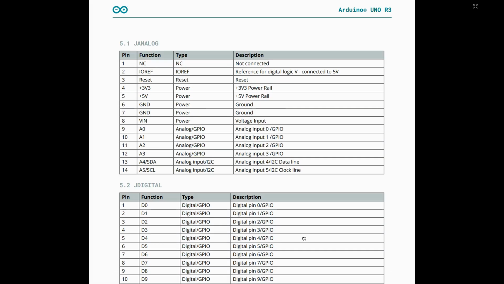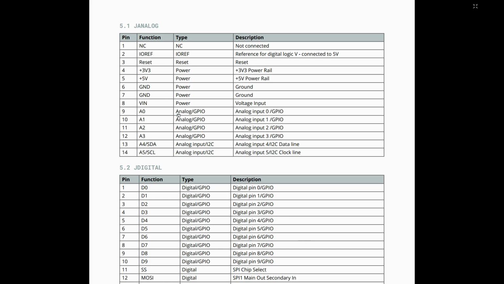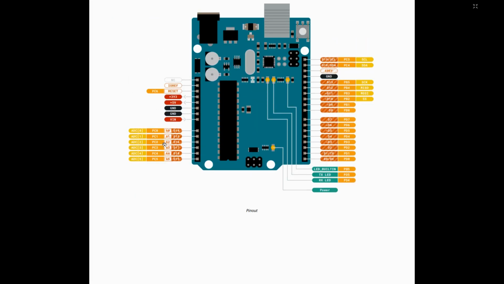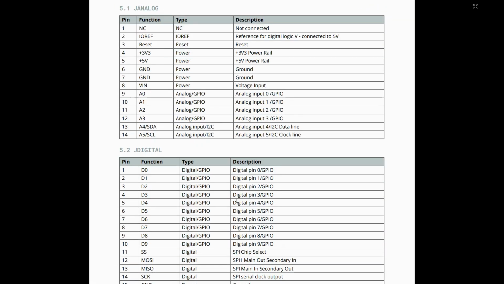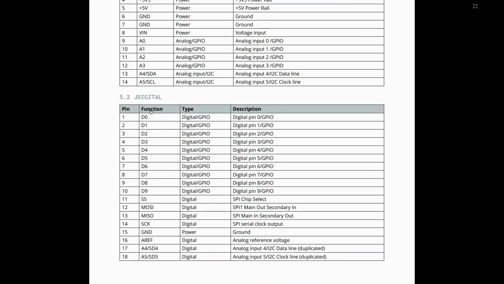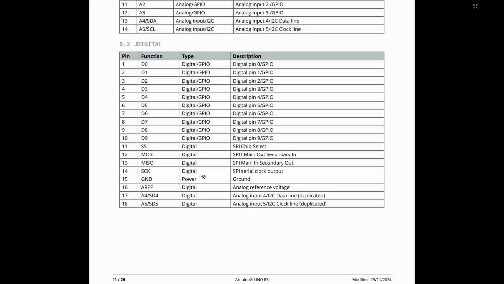So if you scroll down, you will see over there it specifies that we have J analog, that is 1 to 14 pins over here, and as I have told you earlier, these are analog pins, and they have said that these are the J analog connector. Similarly, these are the J digital connector over here, and the details of the J digital connector and its functionality are over here.